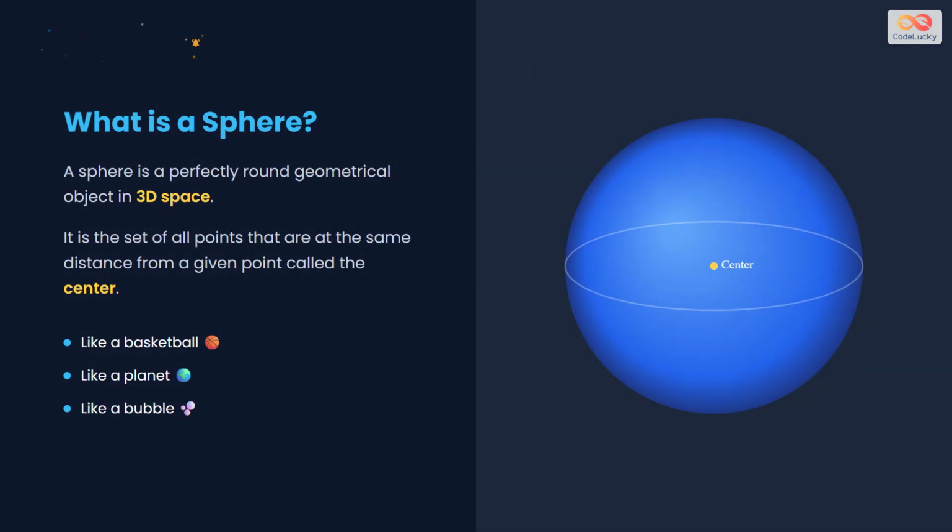First, let's define our object. A sphere is a perfectly round, three-dimensional object. Think of a basketball, a planet, or a soap bubble. Mathematically, it is defined as the set of all points that are exactly the same distance from a single center point.